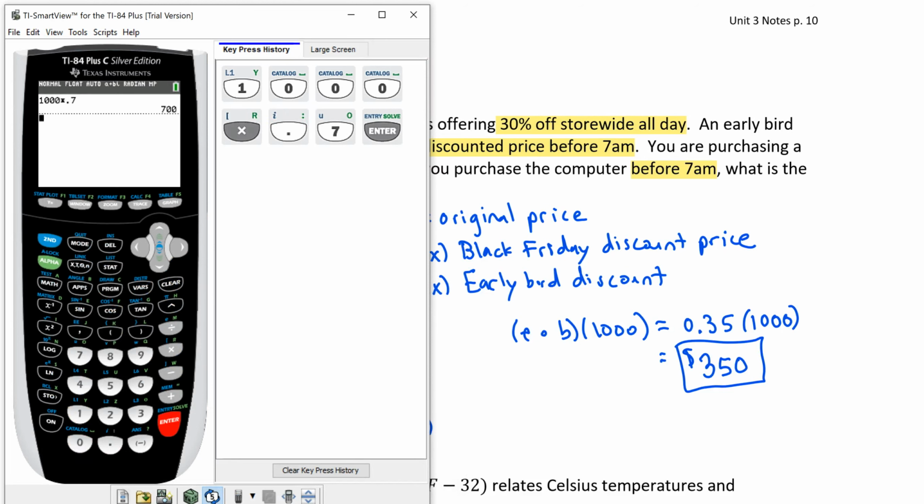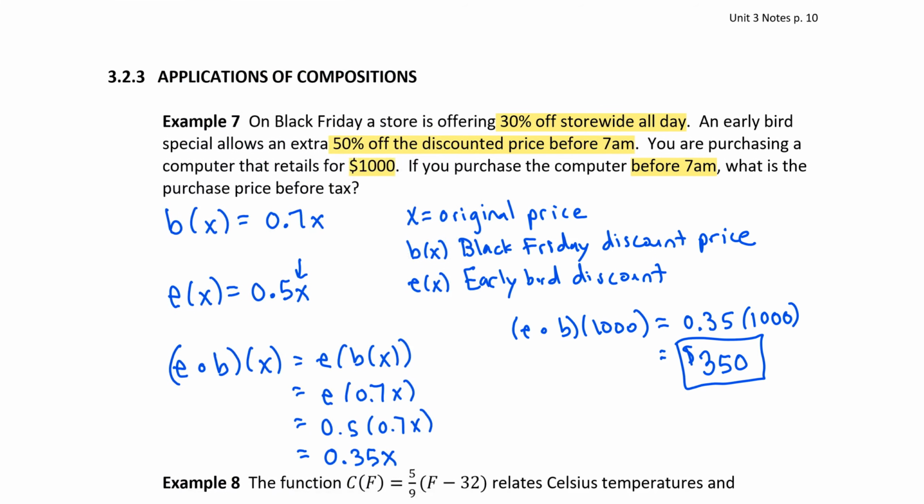That's the store-wide discount. So the discounted amount is $700. But then, getting there early, I only have to pay 50% of that already discounted price, which means I pay $350. So with the calculator, I just evaluated both discounts successively, which is what we're doing with the composition. So we don't sum the two discounts. We don't do 30% plus 50% to get 80% off, in which case we would have paid $200 for the computer. We multiply those two discounts according to the composition.